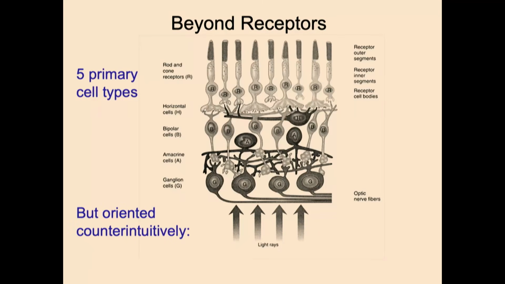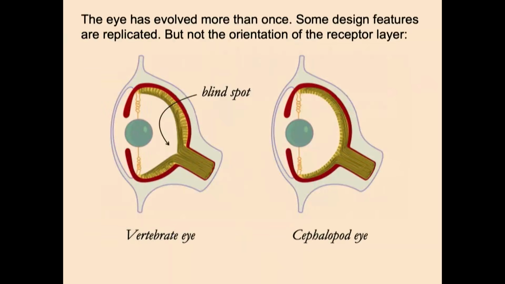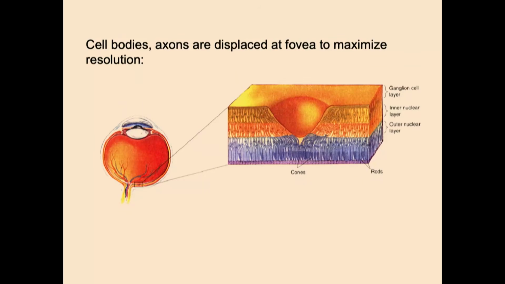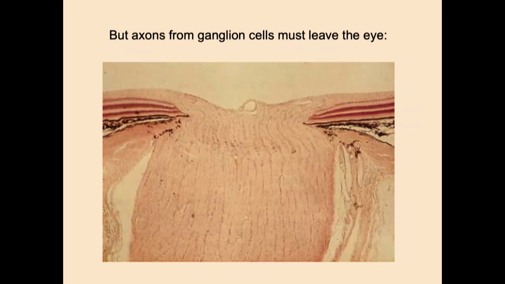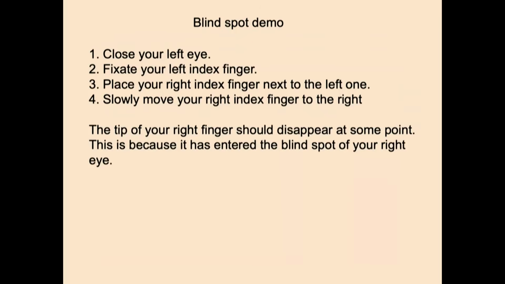And so how that has the consequence that you have a blind spot where the optic nerve exits the eye, and that there are these other adaptations to kind of deal with the fact that it's backwards, like the cell body is being pushed out of the way. We observed our blind spot.